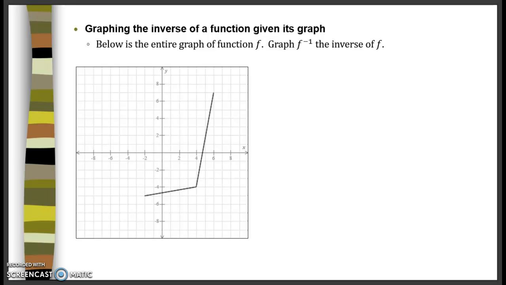Hey everybody, in this video we're going to talk about graphing the inverse of a function given its graph. But before we do that, let's talk a little bit about what a function and its inverse will look like.